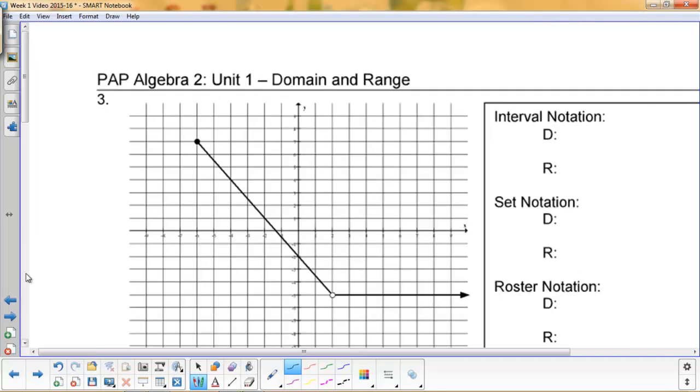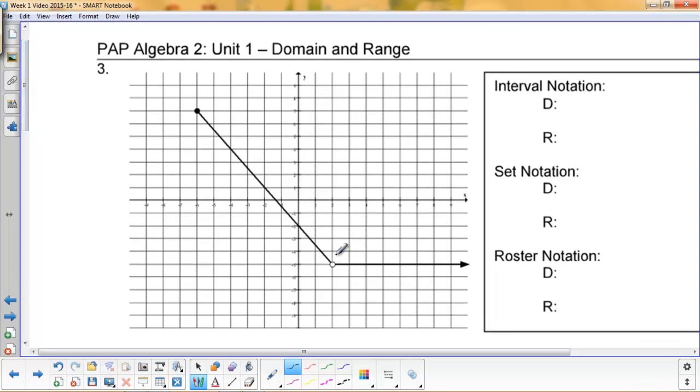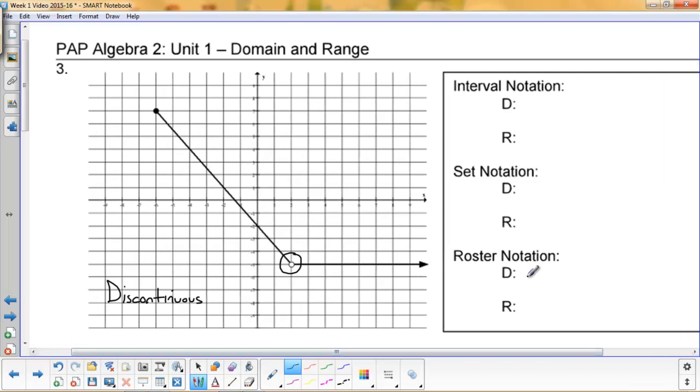All right, example number 3. Example number 3 introduces a hole, a break, a removable discontinuity. Now, if I take my pencil and I draw from left to right, notice that I have to pick up my pencil and jump to this line because there's a hole there, an undefined value, an exclusion. So that means that this is a discontinuous function. With it being discontinuous and not discrete, roster notation is out.